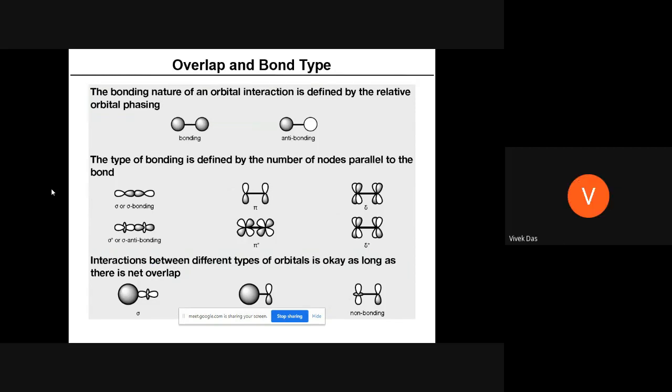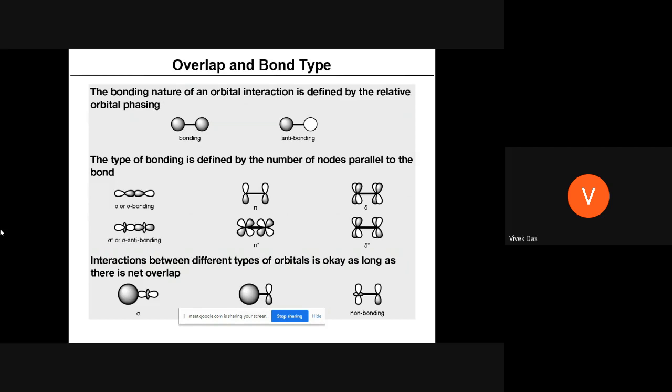So these are the overlap and bond types. This is a sigma bond, then pi bonding. This is how they define the interactions. Just see carefully what a bonding and an anti-bonding orbital look like here. Even the shades show you what is bonding and what is anti. This is only a way of representation.